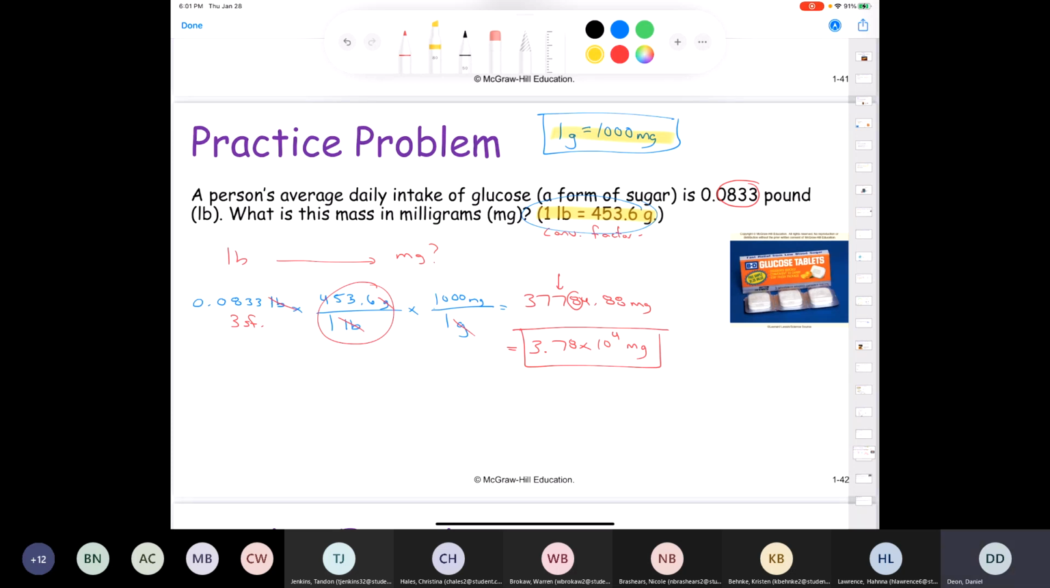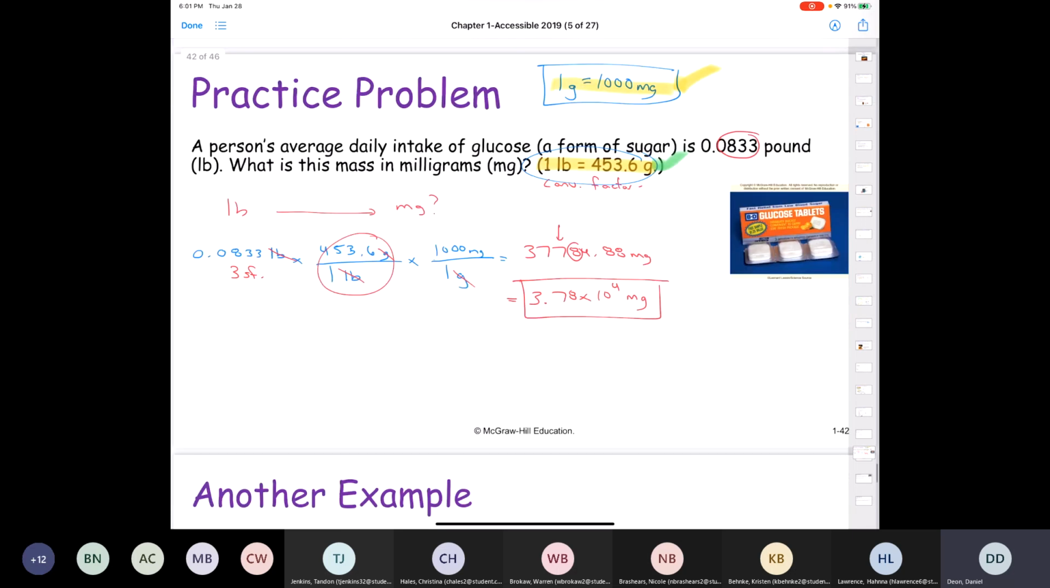If it's a conversion factor within the metric system, like 10 centimeters in a decimeter, 100 centimeters in a meter, 1,000 meters in a kilometer, 1 gram is 1,000 milligrams, those you're going to have to know. So this one you would have to come up with off the top of your head. This one I would give you. Okay? So with that in mind, let's see if we can solve this problem.